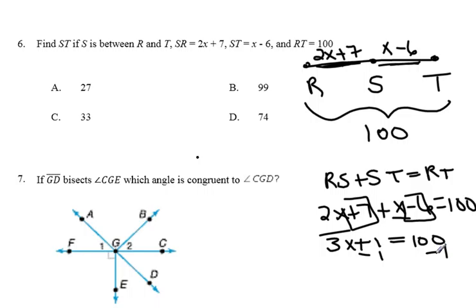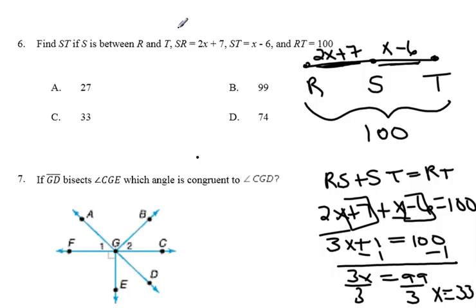We'd subtract 1 from both sides, and we get 3x equals 99. Divide by 3 on both sides, so we get x equals 33. To complete our problem, we're looking for ST, so we need to substitute our x value, 33, back in for x in ST. So we take 33 minus 6, and that'll give us ST.